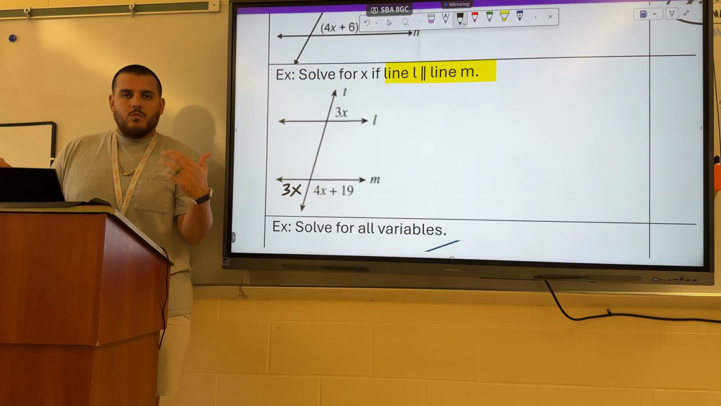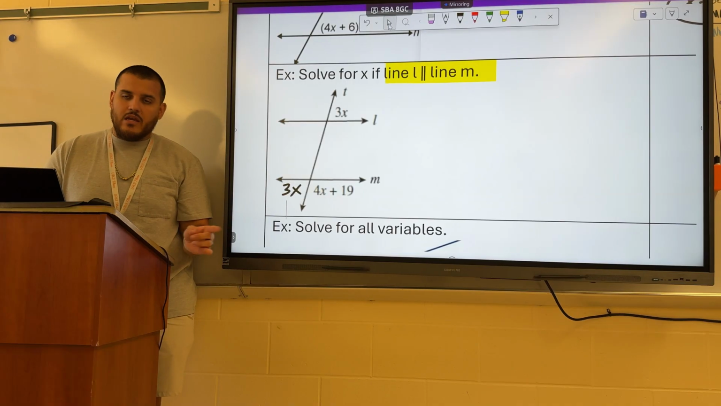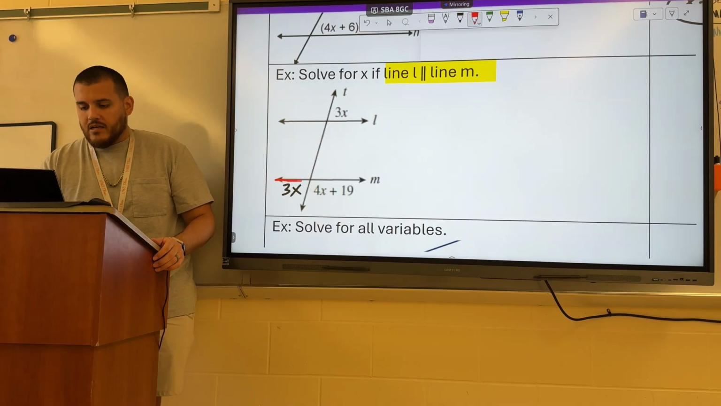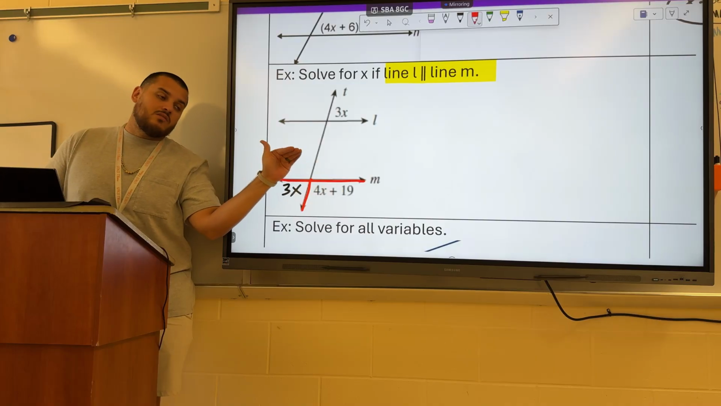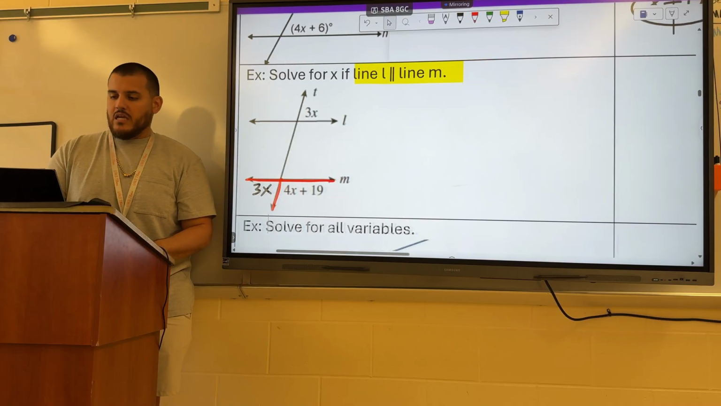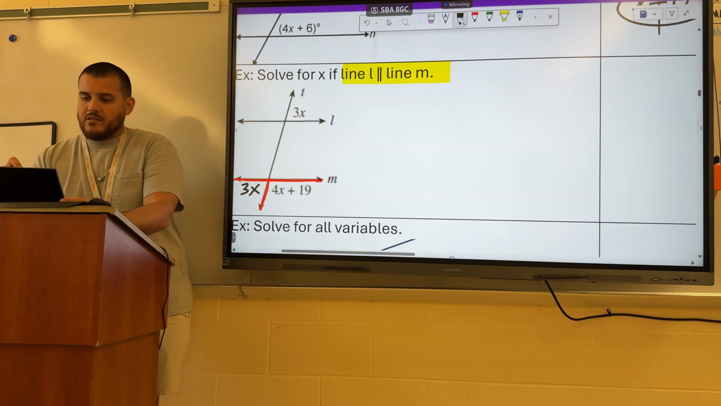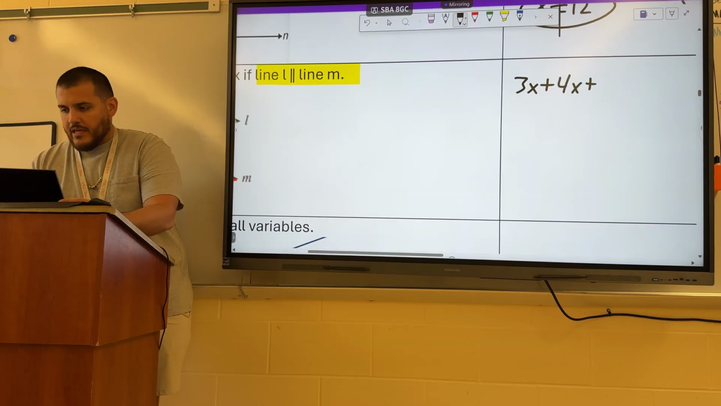And now I can draw upon other angle pairs that I've learned about that would apply for these two angles. Hopefully you recognize here these are a linear pair. They're side by side on a straight line, a straight angle. They're supplementary. They have to add up to 180 degrees. Therefore, 3x plus 4x plus 19 is going to add up to 180 degrees.